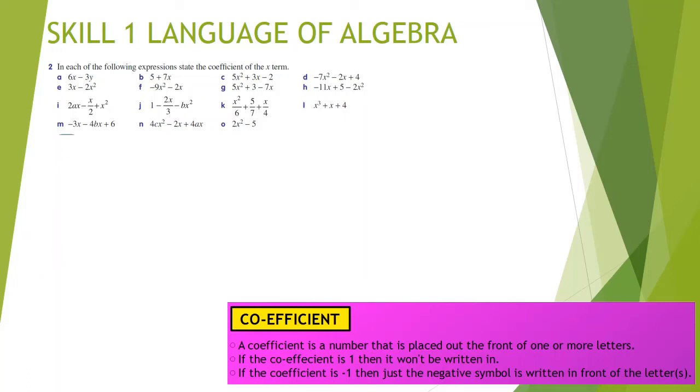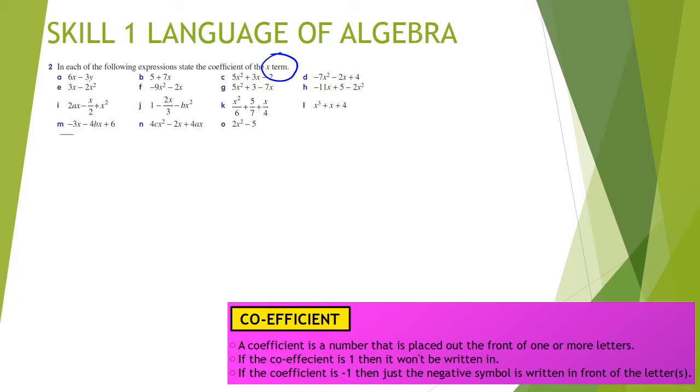Skill 1, the language of algebra. In each of the following expressions, state the coefficient of the x term. The coefficient is a way of saying the number out the front of a letter. So we're looking for the number out the front of the x term. You need to be very careful which term you're looking for specifically, or which letter. In this case, we're looking for the x term.